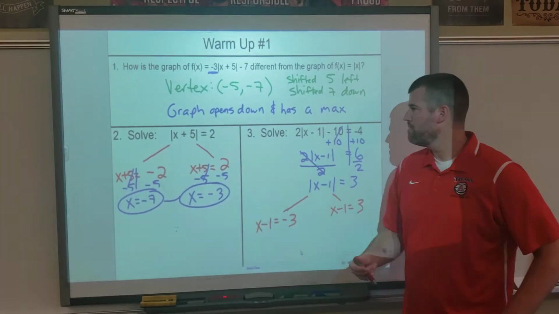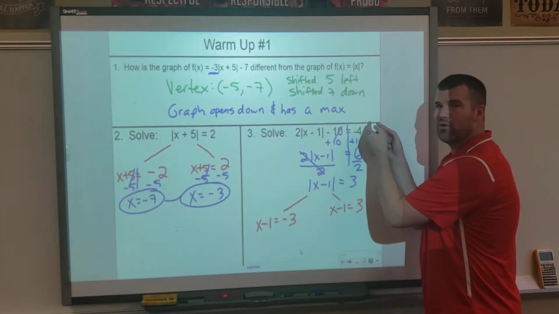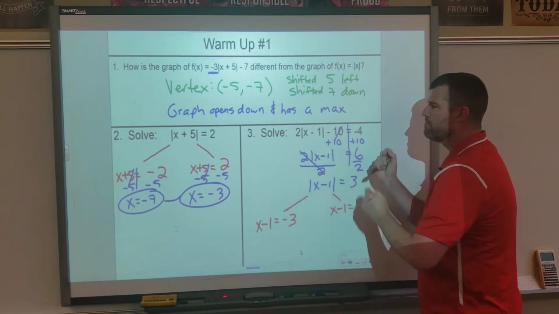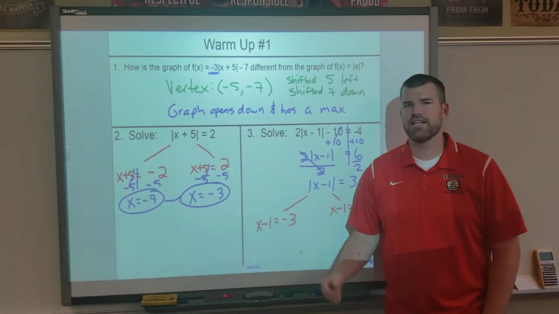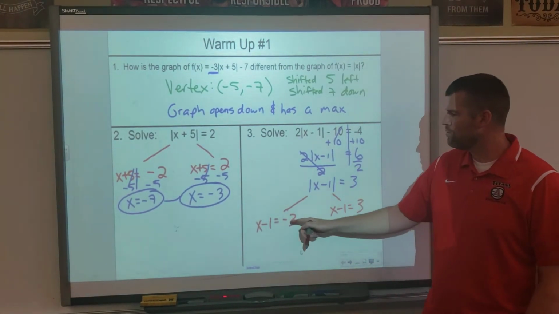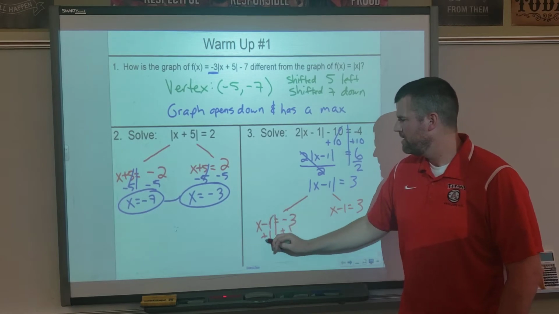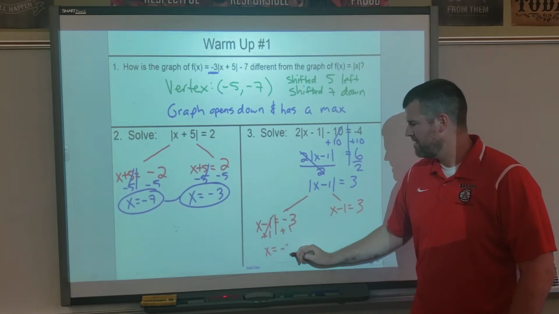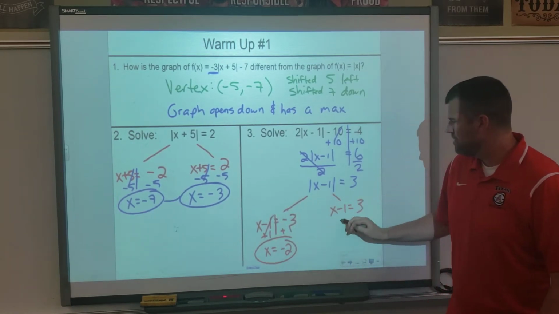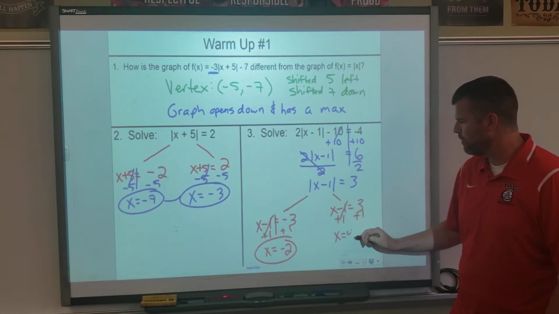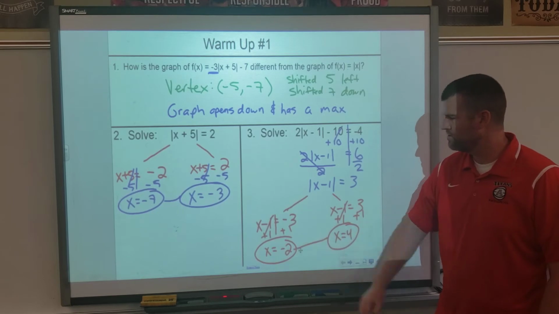Again, the key on this problem is don't set it equal to negative 4 and positive 4. You have to get rid of anything that's outside of the bars before you can split it into 2 problems. Once I split it into 2 problems, I just solve, and this one is x equals negative 2, and this one will be x equals 4. 2 solutions.